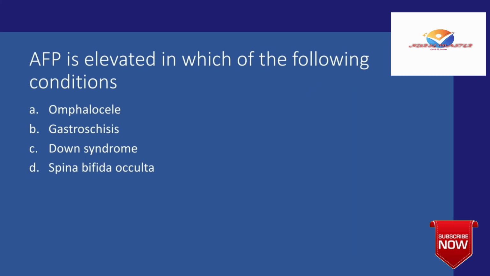Alpha fetoprotein test is usually performed in the second trimester. Increased level indicates spinal defects and chromosomal abnormality in the fetus. Increased level of AFP in adults is a sign of liver cancer or ovarian cancer.